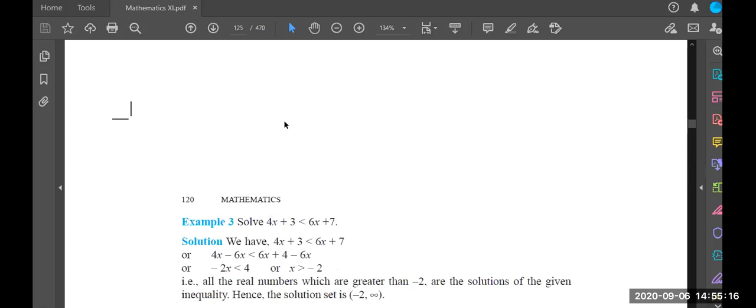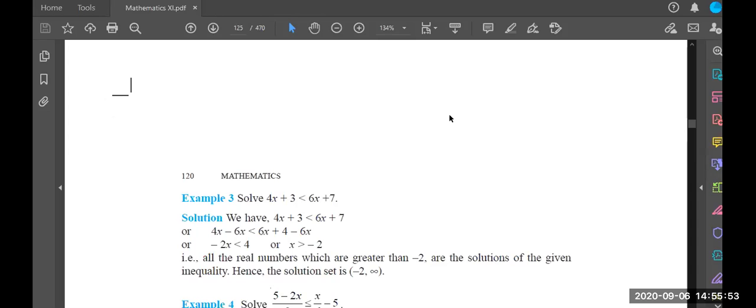See, as I said, if you multiply by a negative, the sign will change, right? Yes or no? Tell me. So this is the step that you have to be careful about. Many students made mistakes in this step. You're multiplying by a negative, so the sign will change. So the answer is -2 to infinity. Okay, everyone? Now try solving this one.